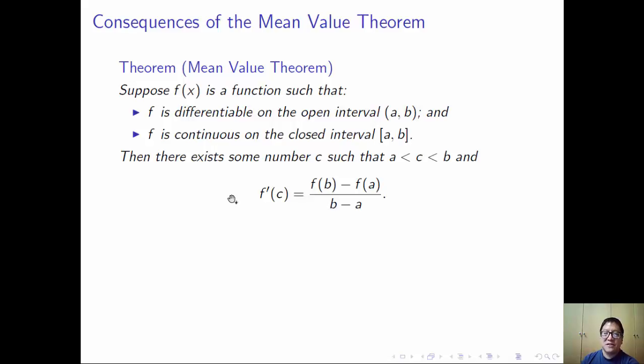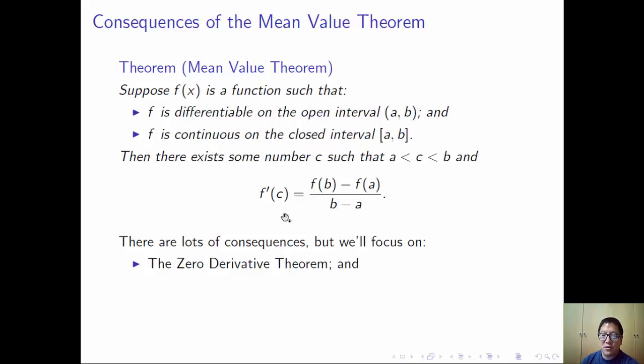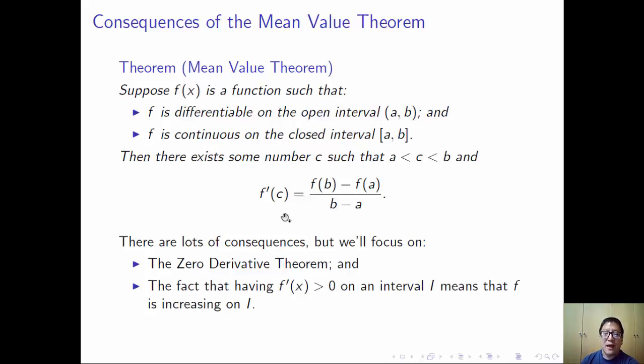All right, so let's talk about some consequences of the mean value theorem, and here it is stated again. There are lots of consequences, but the two in which we'll be most interested in this video are the zero derivative theorem, which is probably the most important consequence of the mean value theorem, and also the fact that having a positive derivative, f'(x) greater than 0 all throughout some interval I, means that f is going to be an increasing function all throughout that same interval I. If you don't remember what increasing means, I'll remind you more precisely when we get there.